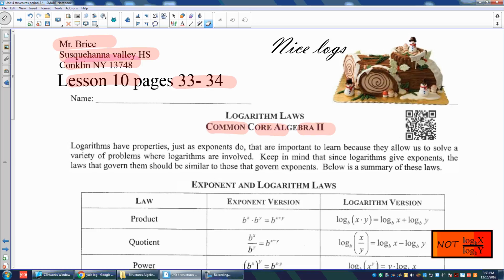And while we're at it, we're doing logs and some really nice logs. Yes, that's a nice and delicious log, but we're not going to be touching that one today.